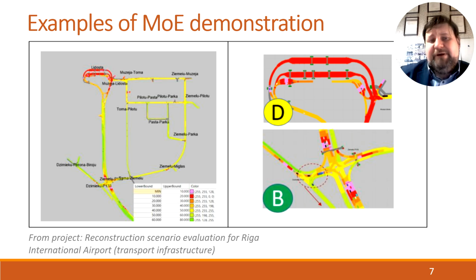So I believe it's quite clear that the red color indicates some problems, some issues in the transport network, while the rest, I mean yellow and green colors, indicate a specific level of service.